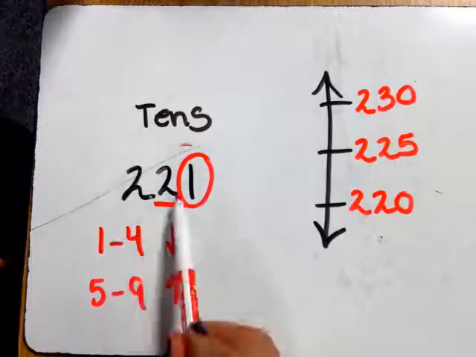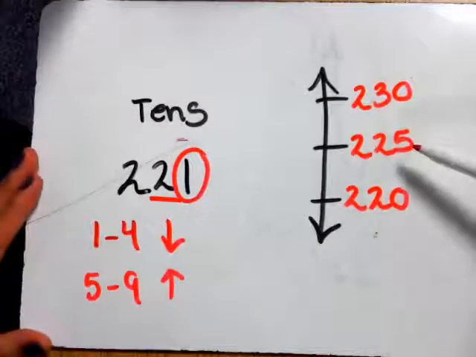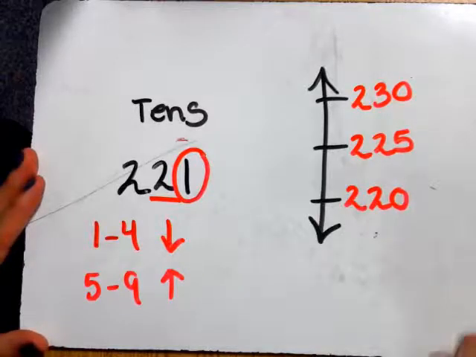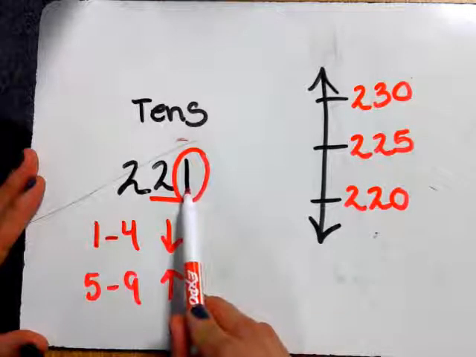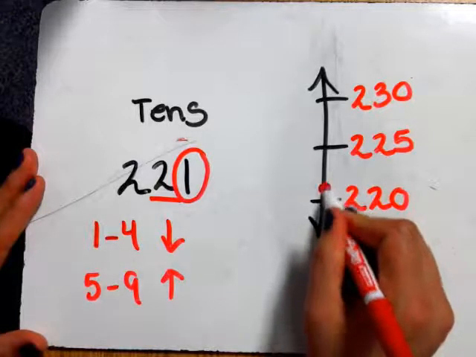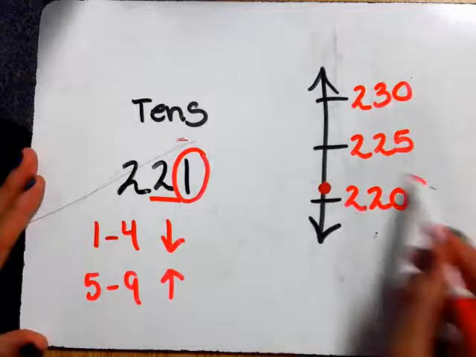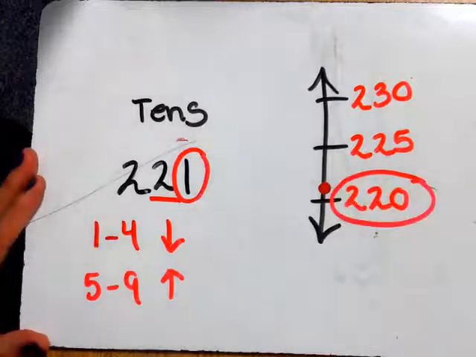So 221, where would it be on this number line? Would it be between 220 and 225 or 225 and 230? Well, it's just a 1 right after a 0, and that's closer to here. So I would say it's right here. And now this dot is closer to 220. So we are rounding down to 220.